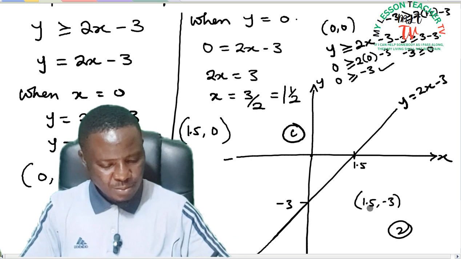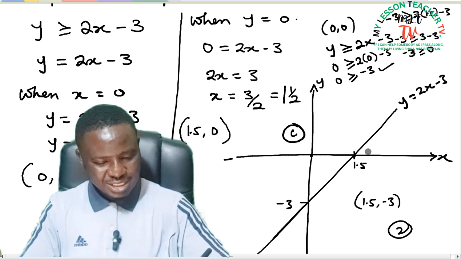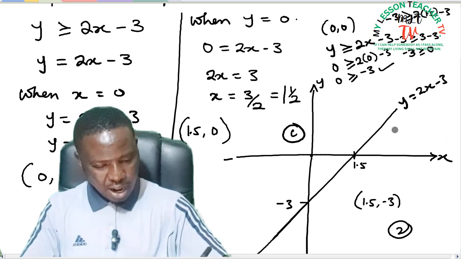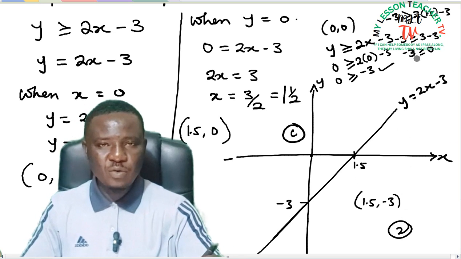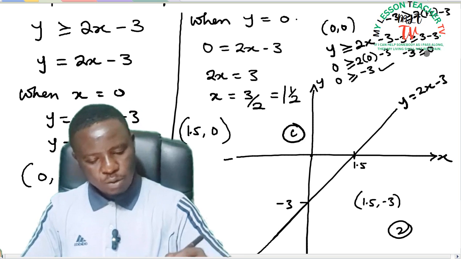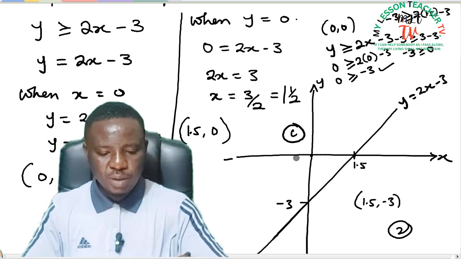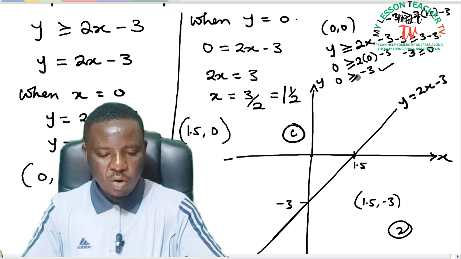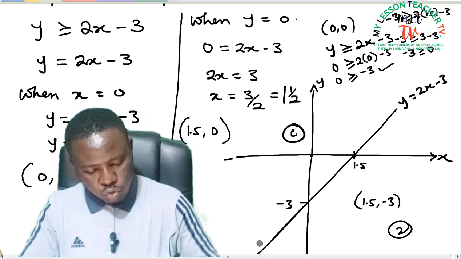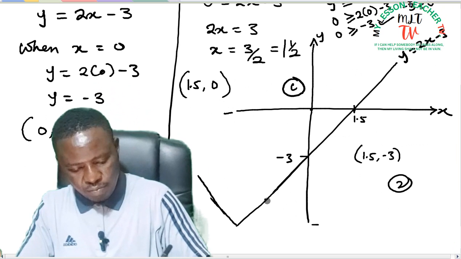No. So since this point does not satisfy the inequality, if you pick any point on region 2, it will always give you a false representation, because negative numbers are not greater than 0. But if you pick any point on this region, it satisfies the inequality, because 0 is greater than or equal to minus 3. So we are going to shade this region this way.